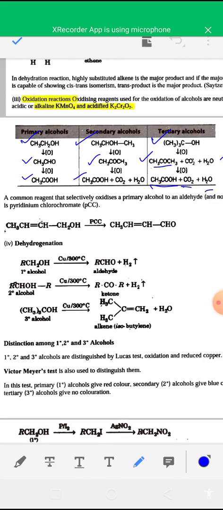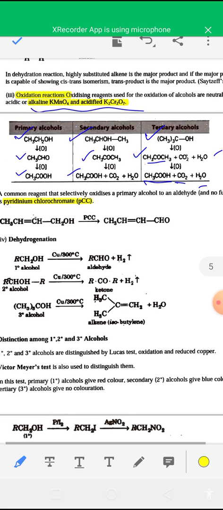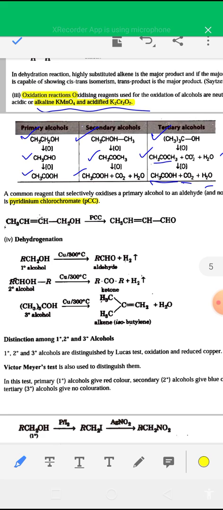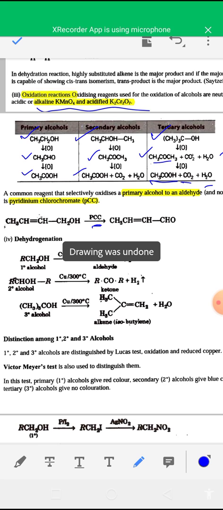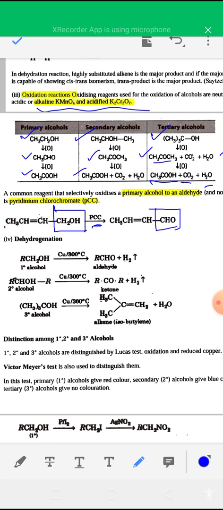You can use any one oxidizing agent given here: acidified potassium dichromate or alkaline KMnO4. One more important reagent is pyridinium chlorochromate. It is used to oxidize primary alcohol to an aldehyde. If you want to oxidize primary alcohol to aldehyde only, that is limited oxidation, then you have to use PCC, or pyridinium chlorochromate.